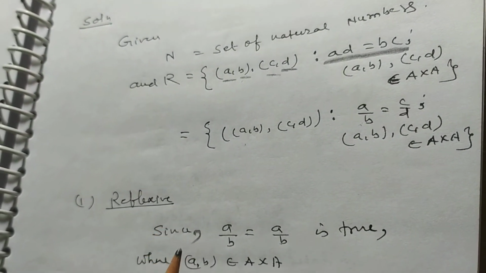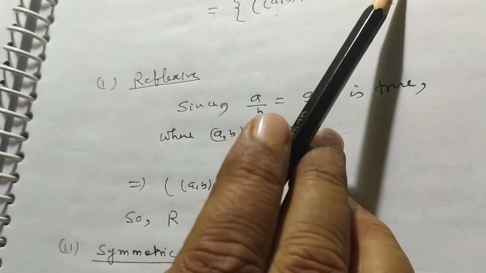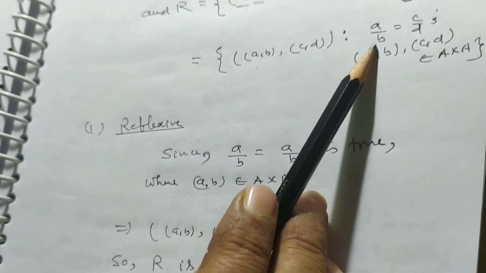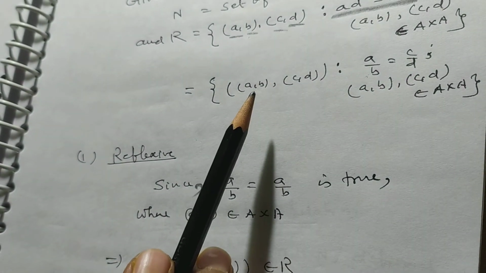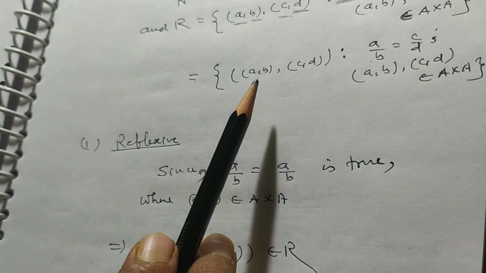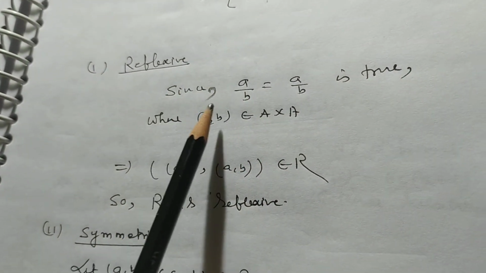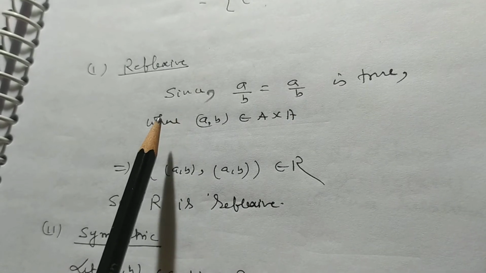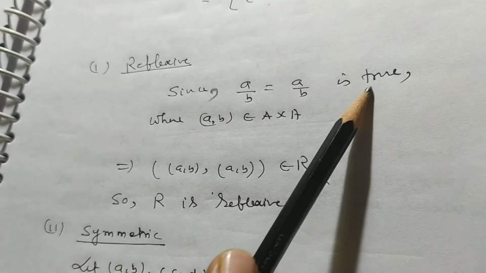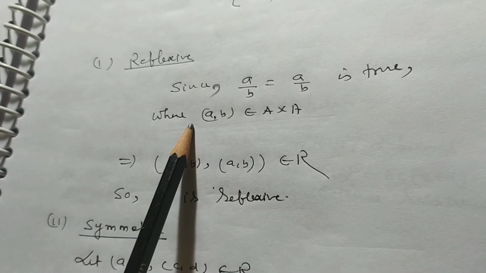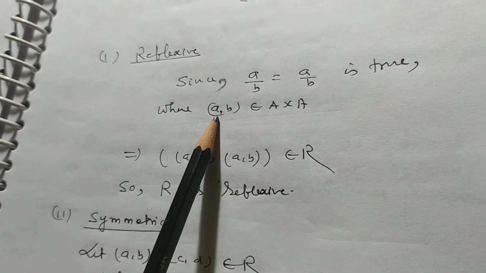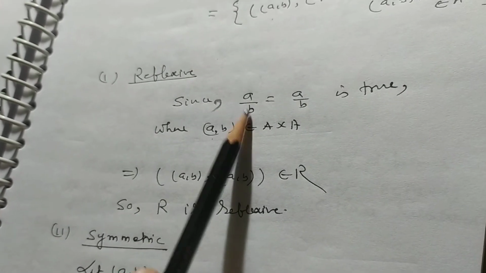Now, check it. The rule is A by B is equal to C by D, then AD is equal to BC. So now see, A by B is equal to A by B. It is true. What does it mean? AB is related to AB.